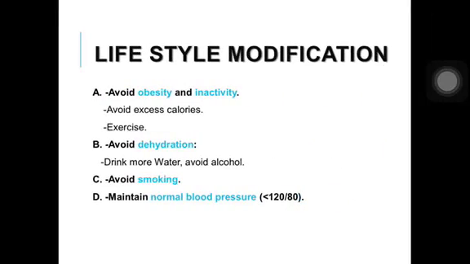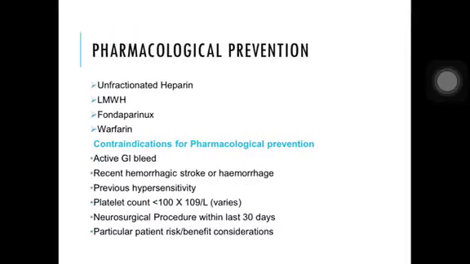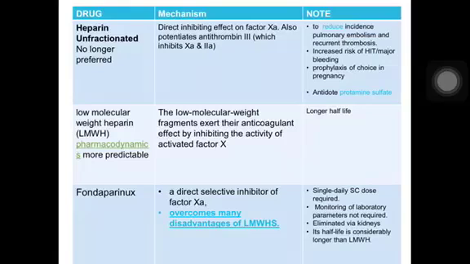Now for lifestyle modification, avoid obesity and inactivity by avoiding excess calories, exercising and maintaining a healthy weight, avoid dehydration, avoid smoking and maintain normal blood pressure. Pharmacological prevention, we have unfractionated heparin, low molecular weight heparin, fondaparinux, and warfarin. Contraindications for pharmacological prevention are active GI bleed, recent hemorrhage, hemorrhagic stroke, previous hypersensitivity, a low platelet count, neurosurgical procedure within the last 30 days, and any particular patient risk-benefit considerations.